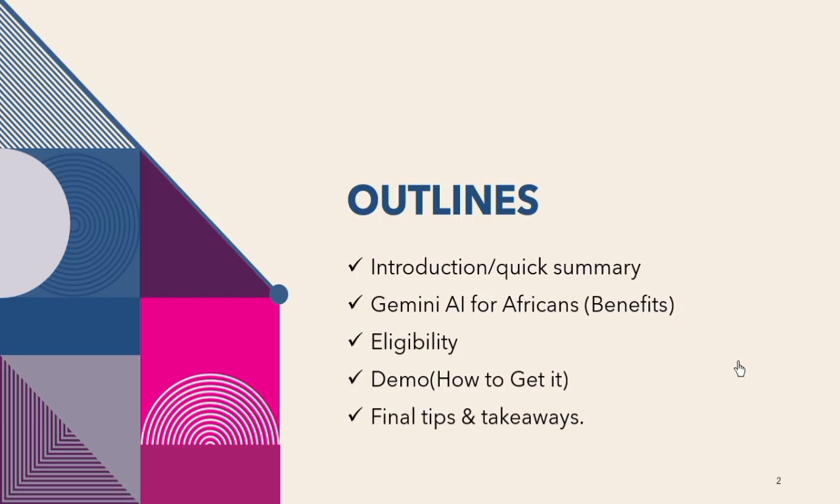These are our presentation outlines. First of all, we are going to have a brief introduction, a quick summary of what this Gemini AI is, and then the benefits that you're going to get, and also the eligibility, because this Gemini AI free for 1 year is not for everybody. It is for students, as we can see. And then we are going to have a demo of how you can get it step by step, how you're going to apply to get this Gemini AI for free. And then there will be some final tips and takeaways, after which we call it a day.